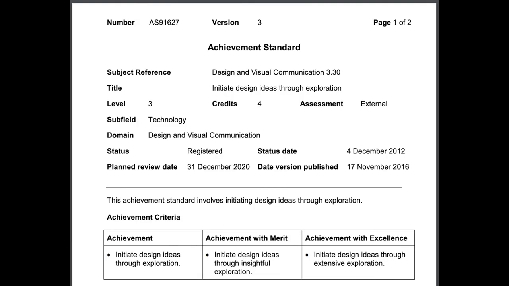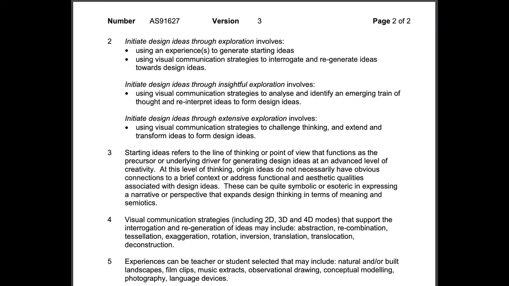Okay, so now we're on to the standard. The standard that we're doing is Design and Visual Communication 3.3, Initiate Design Ideas Through Exploration. Woohoo! This is an external standard and it is worth 4 credits, just so you know. Now on to the really important stuff. So on the second page of that document, the first bit there, it describes what you need to do or what is involved with each step of that achievement criteria. But if you look at points 3, 4, and 5, it basically breaks down what you are actually specifically looking at.